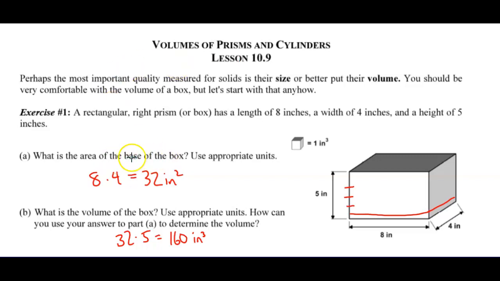So the area of the base of this box, if I take this 8 by 4, that base area would be 32. What happens is, as I raise that area up, you can think of it as layers. So if the height is 5, think of it as 5 1-inch layers. And how big would each layer be? It's 32 square inches times 5 layers, and that's where we get 160 inches cubed.